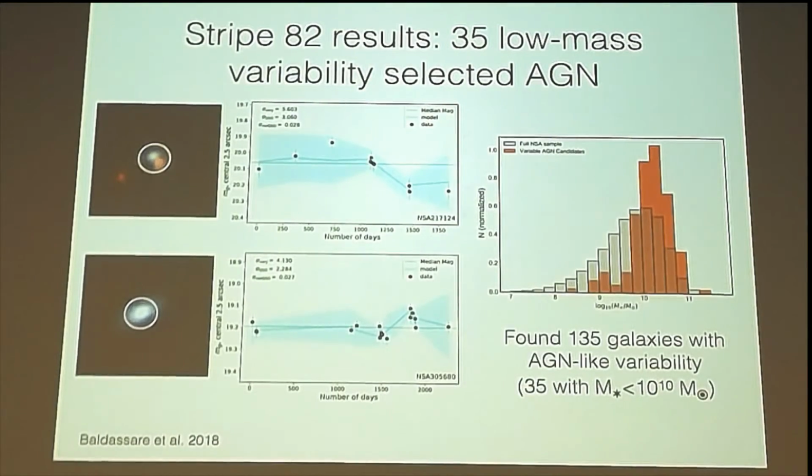So from this initial survey, out of this big sample of galaxies, I found 135 that had AGN-like variability, so well described by this damped random walk, 35 of which were in low-mass galaxies. I'm just showing a couple of examples of low-mass galaxies that were found to have AGN-like variability there on the left. On the right, I'm showing the distribution in stellar masses of the full parent sample in gray, and then of the variable AGN candidates in orange. And so they tend to be more skewed towards higher mass galaxies.